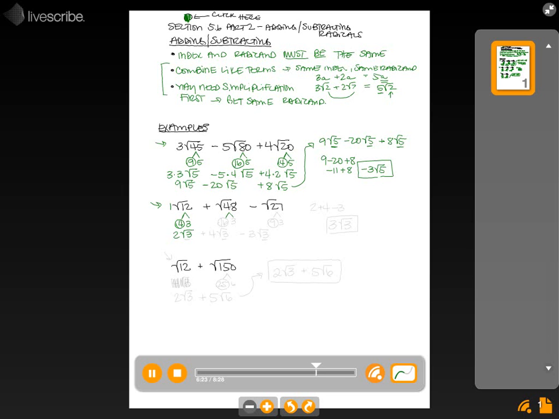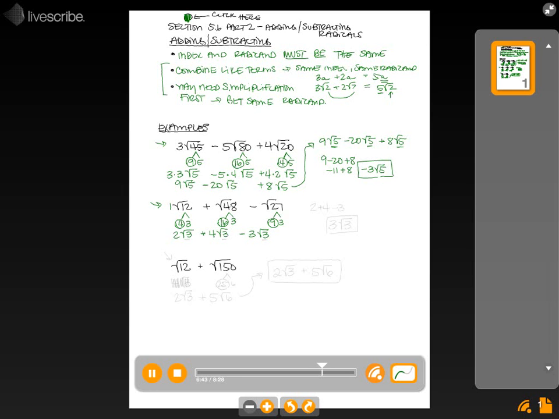Okay, let's break down 48. 48 is really 16 times 3. 16 is a perfect square, which means we're going to get 4 square roots of 3. Let's break down 27. 27 is 9 times 3. 9 is a perfect square. We've got to take the sign with it, so we get negative 3 root 3.